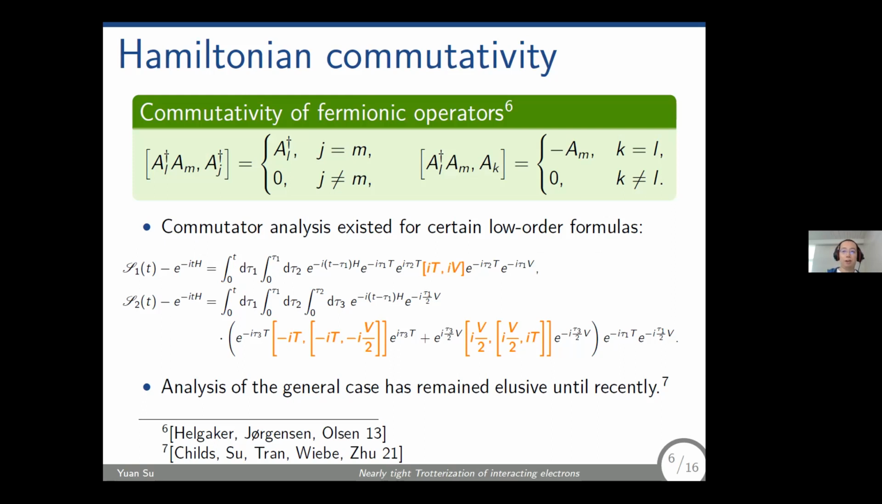Okay, so this is first-order Trotterization. You can also look at the second-order Trotterization. In this case, you have a nested commutator and you get a similar commutator analysis. But when you go to arbitrary high-order Trotterization, the analysis becomes more complicated and remained elusive until very recently. Okay, so that's the first idea: to use commutativity.